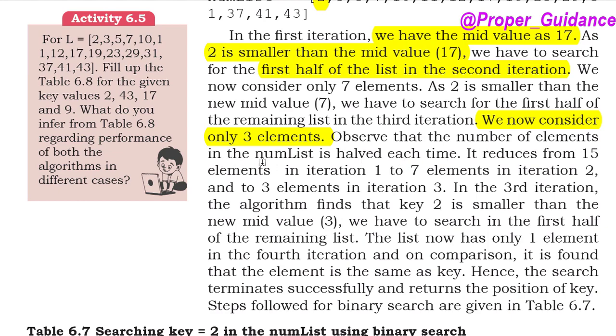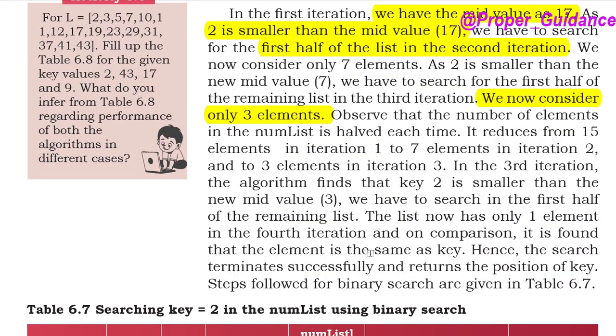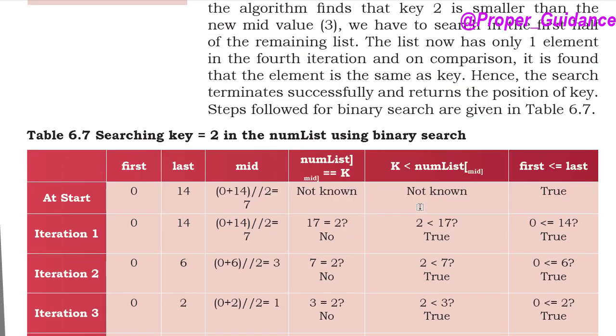Observe that the number of elements in the num list is halved each time. Again you see, 7 elements in iteration 2 and 3 elements in iteration 3. In the third iteration it will be like this.